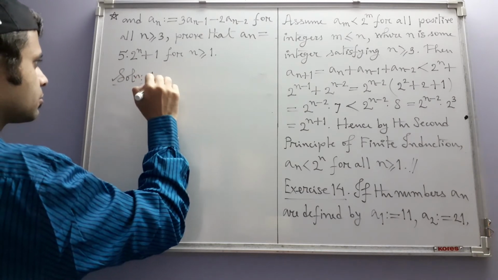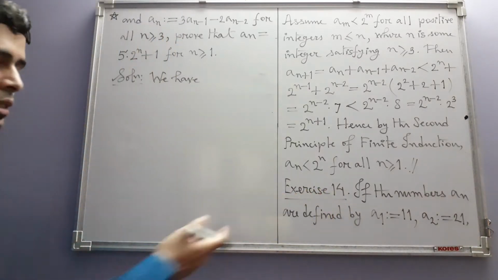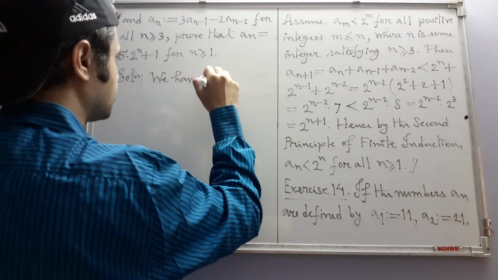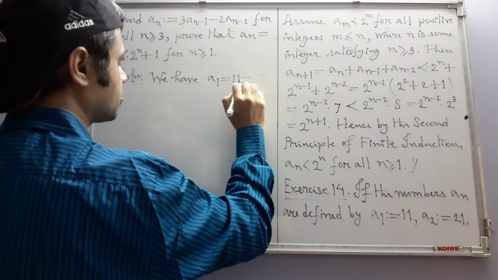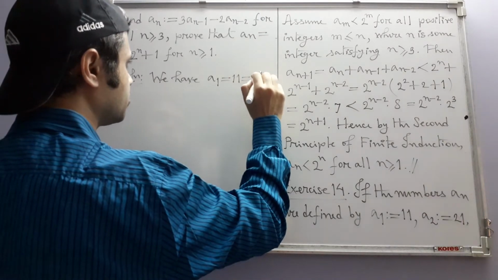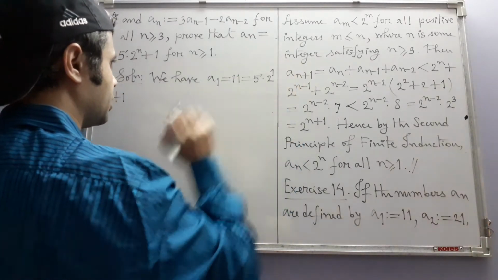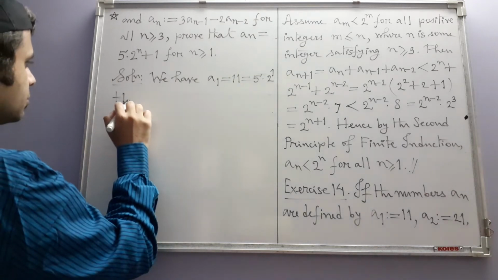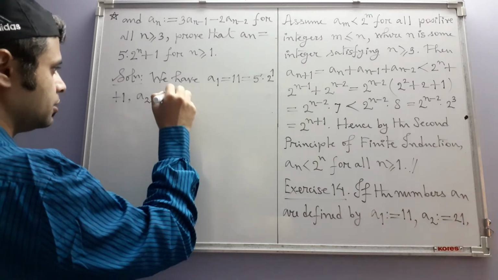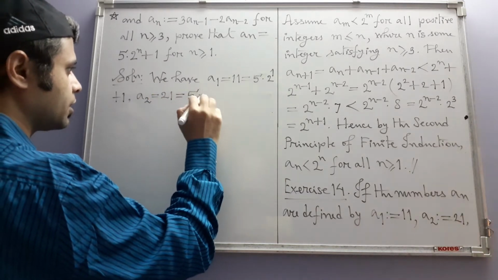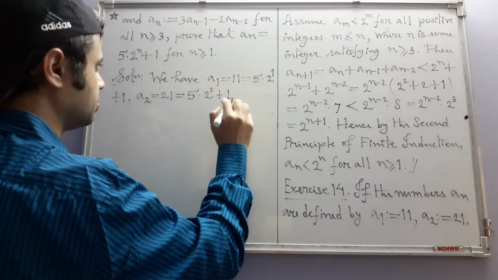Solution. Okay, so let's just see the first two cases. a1 is 11, which is, yeah, this is true, 5 times 2 plus 1 is 11. In fact, 5 times 2 to the power 1. Like that, a2 is 21, which is 5 times 2 square, 5 times 4 is 20, plus 1 is 21.